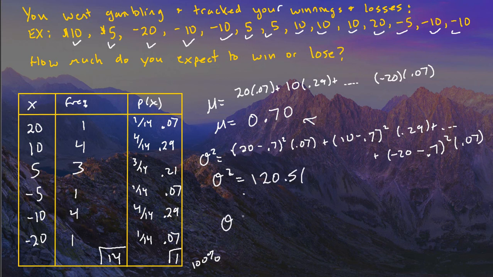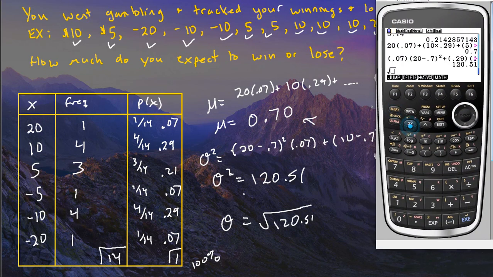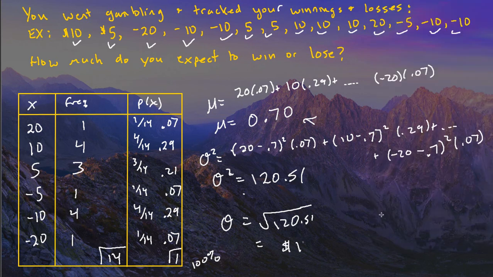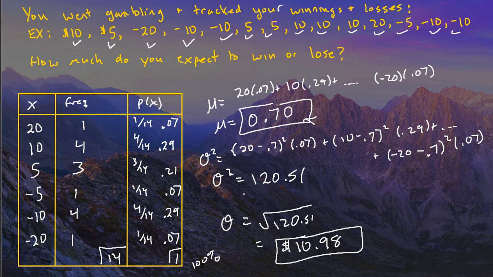And then our standard deviation is going to be the square root of that. And that's going to be a number that we're very interested in here shortly. All right, so 10.98. So what does this mean? My winnings deviate from my whole big mean of 70 cents by about $11.